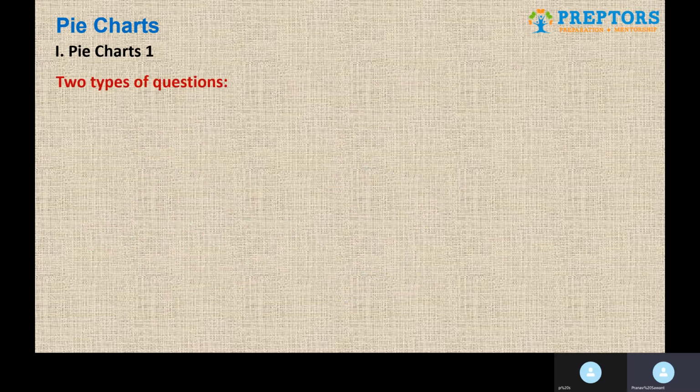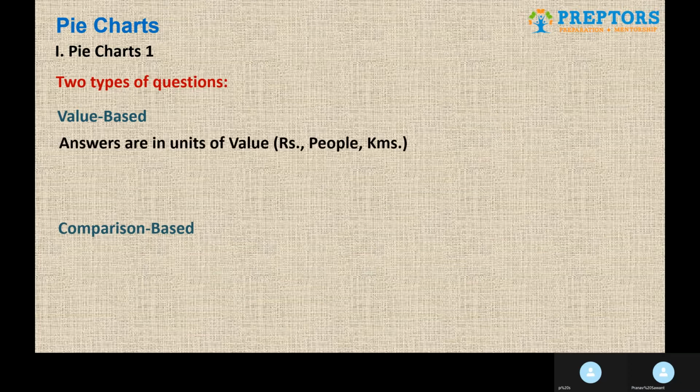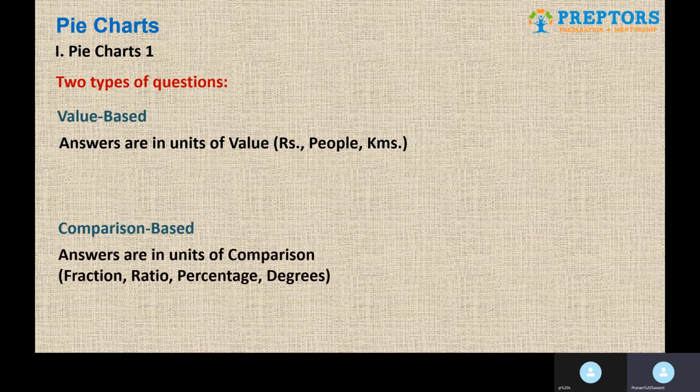Let's move to the questions now. Now there can be two types of questions. First is value-based questions and second is comparison-based questions. Value-based question means answers are in units of values such as rupees, people, kilometers. And in comparison-based questions, answers are in units of comparison, that is fraction, ratio, percentage, degrees.